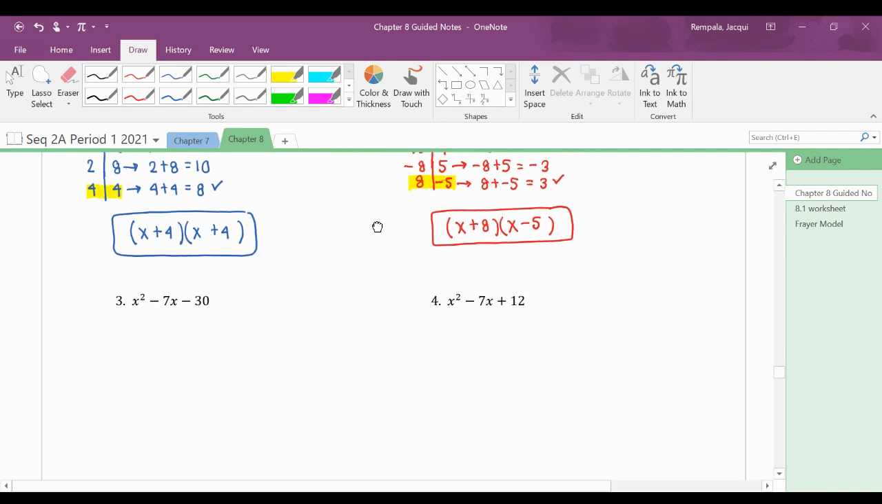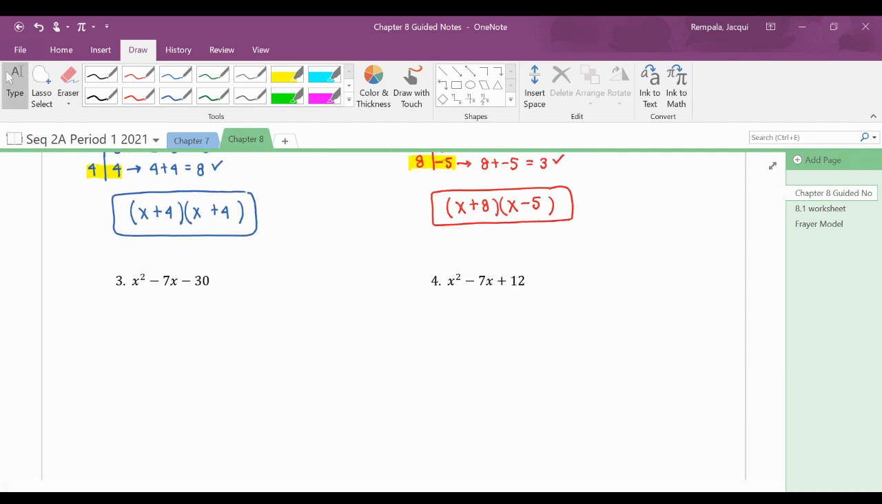Okay, if I take a look at the next problem, we have x squared minus 7x minus 30. So once again, because there's a 1 in front of the x squared and there's no letter with the negative 30, there is no GCF. So that means we're just looking to find what two numbers multiply to negative 30 but add to negative 7.